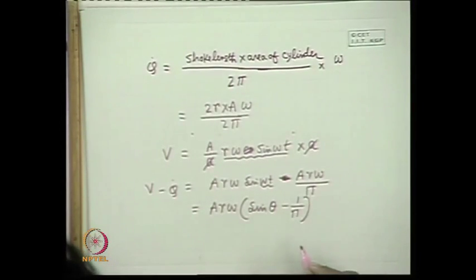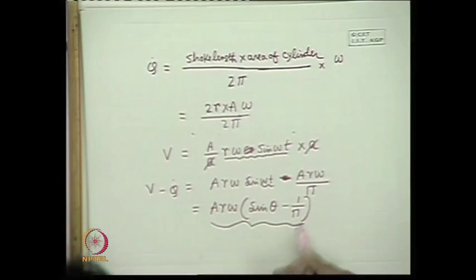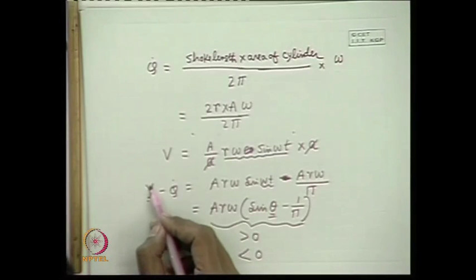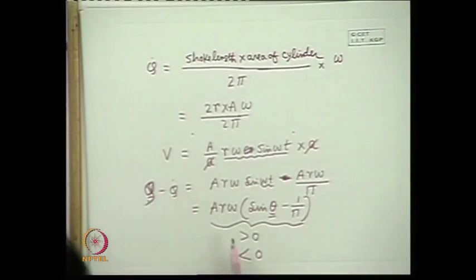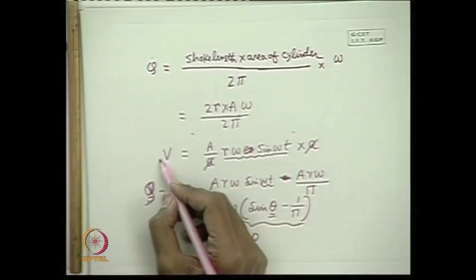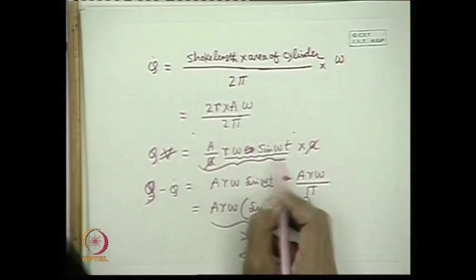Now, you see an interesting thing. The sign of this quantity will depend upon the value of theta. It may be greater than 0, it may be less than 0. When it is greater than 0, oh sorry, this is not the instantaneous velocity, then it is the instantaneous flow rate. I have written V and again I have made it Q, there is some problem. So, it is instantaneous Q, and this part is the instantaneous V.